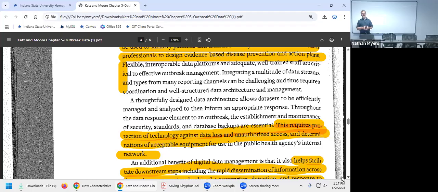And then the determination of acceptable equipment for use in the internal network. There'd have to be discussions, for example, can people use their own personal cell phones to access the network, or would they need to use a particular business cell phone or another device that maybe has more security on it in order to access the network.